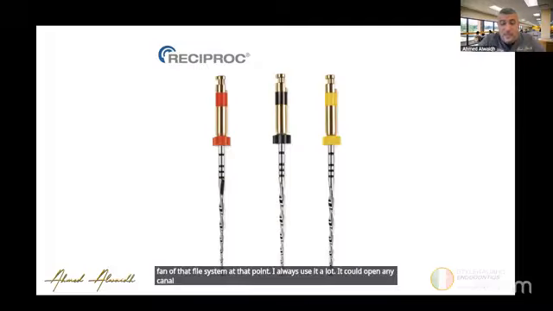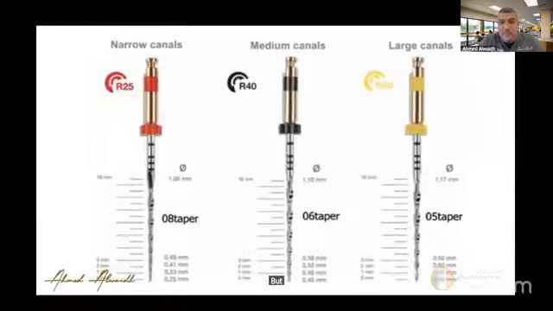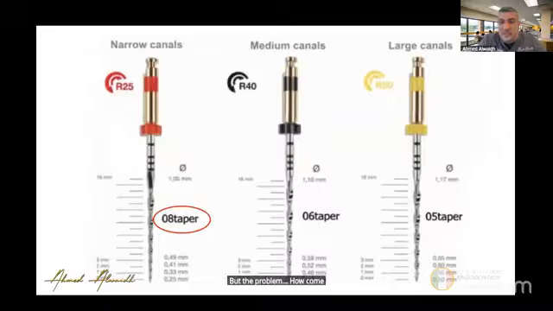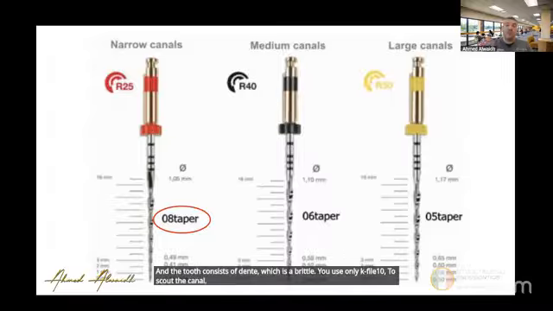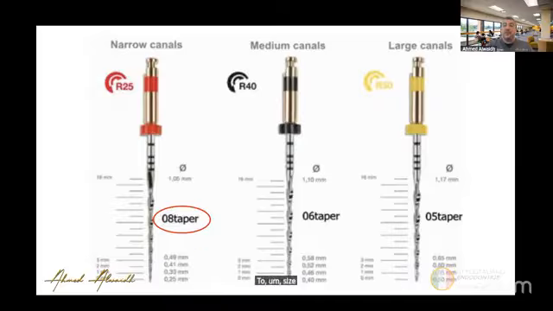It was wow. But the problem, how come it doesn't fracture? Although they changed the cross section, made it S-shape, different metallurgy, but also the taper was taper. So imagine you are working in a tooth consisting of dentine, which is brittle. You use only K file 10 to scout the canal, then immediately you jump to size 25 taper 8 without any path file and in reciprocation motion.